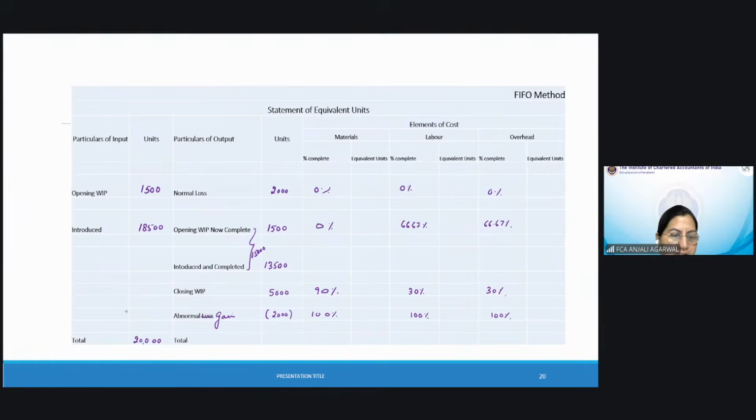I take red now for the equivalent units. 2,000 into 0%. 1,500 into 0%, 1,500 into 2/3 or 66.67%. 13,500, 100%. 5,000 units, 90%. 5,000 units, 30%. 2,000 into 100% is 2,000, but these are in negative.